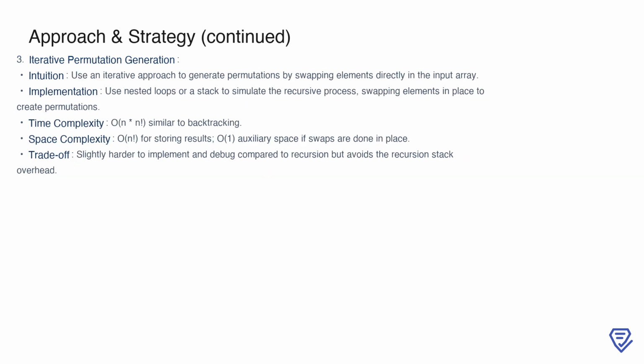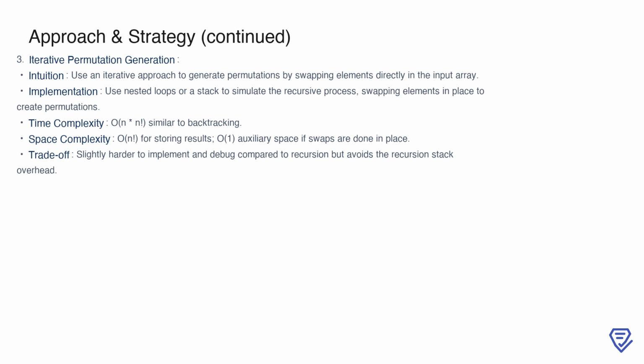Another method we explored is iterative permutation generation, where permutations are created by directly swapping elements in the input array. This approach is based on the same principle as recursive backtracking but avoids recursion by using nested loops or a stack to simulate the process. Elements are swapped in place to form permutations, which eliminates the need for additional recursion stack space. The time complexity, like backtracking, remains O(n), with the same space requirement to store results.